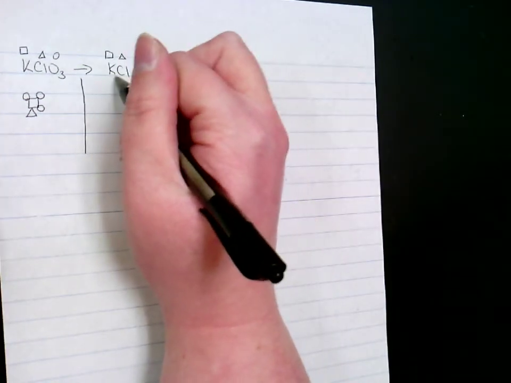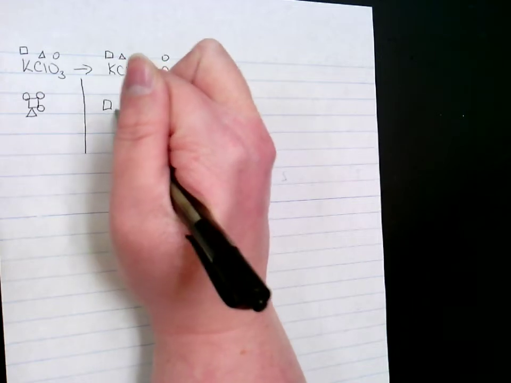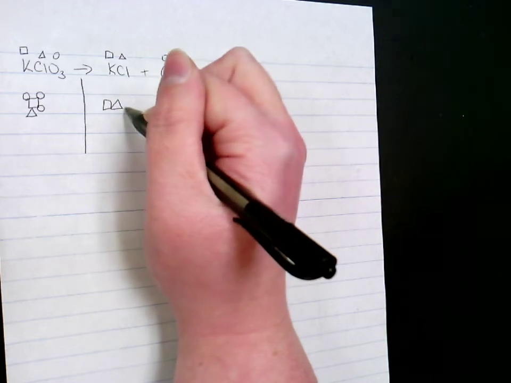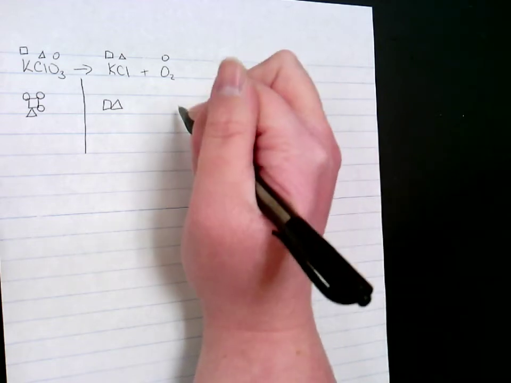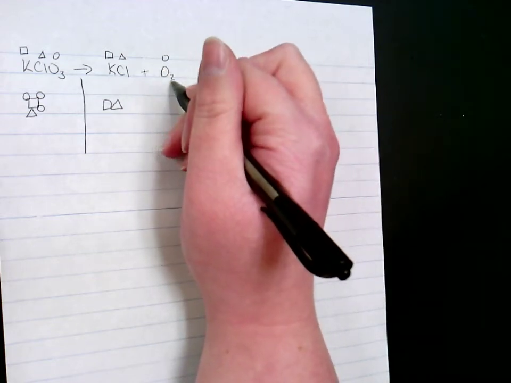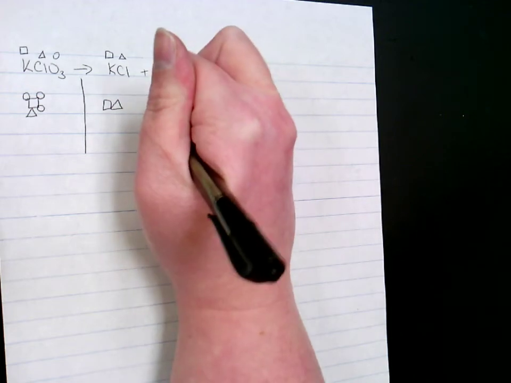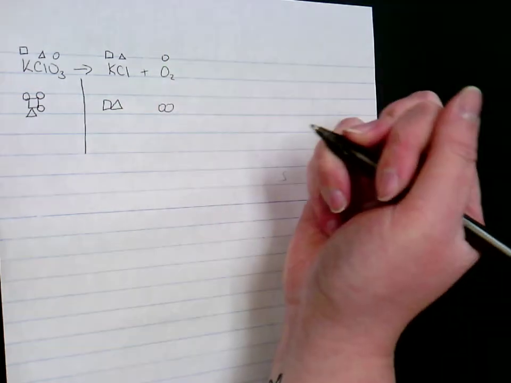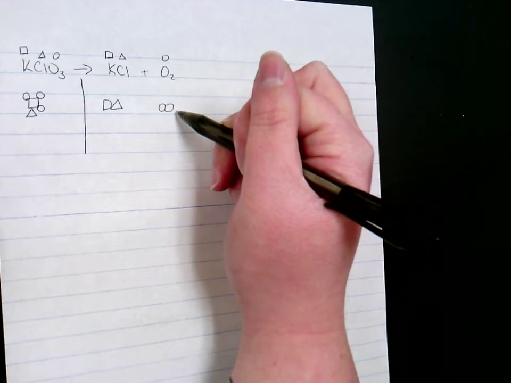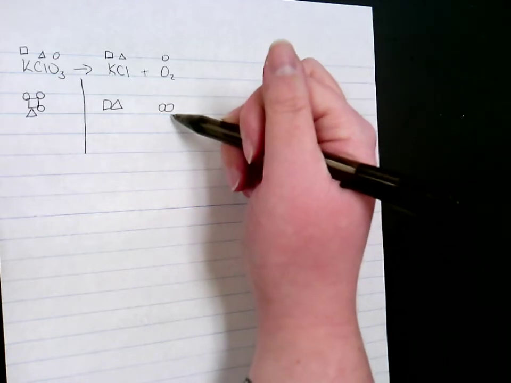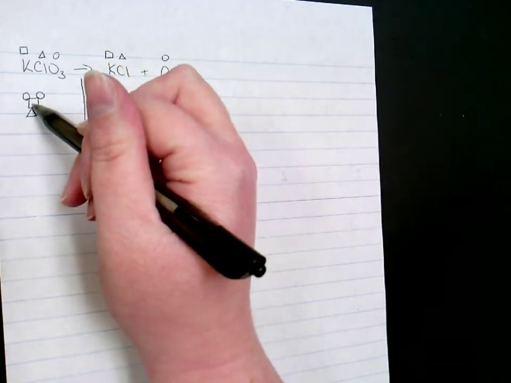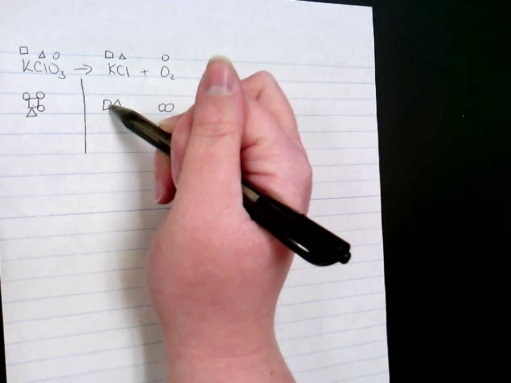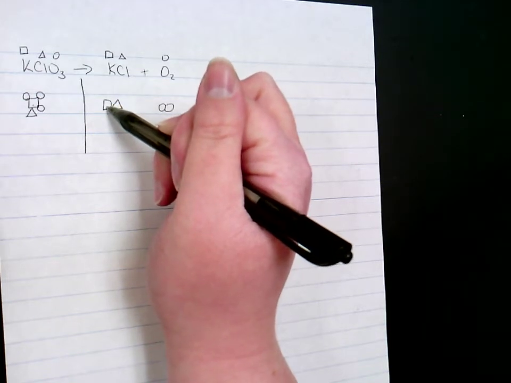Now I'm going to do the same thing for my products. For my products, I have one potassium, and it is attached to one chlorine. So when I draw my square and my triangle, I'm going to have them connected because they are together. Okay. And then I also have oxygen, so I have two oxygens that are also connected. So I'm going to draw my two circles connected. So now I have to make sure that I have the same number of squares on both sides. I have one square on my product side, and I have one square on my reactant side. So far things are looking good.